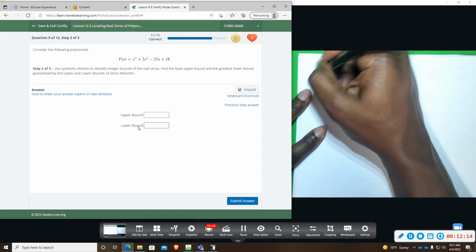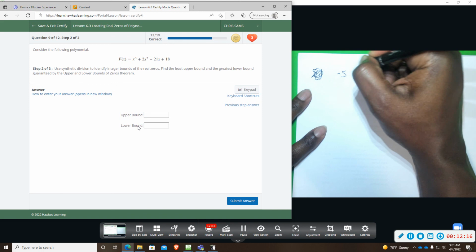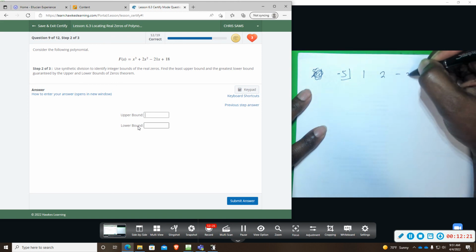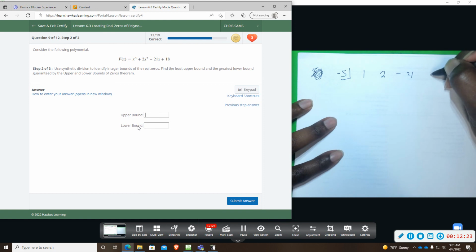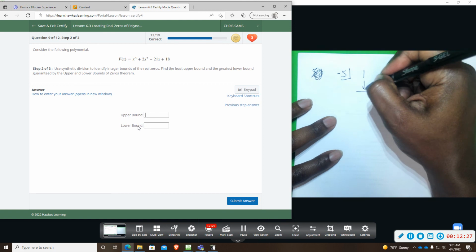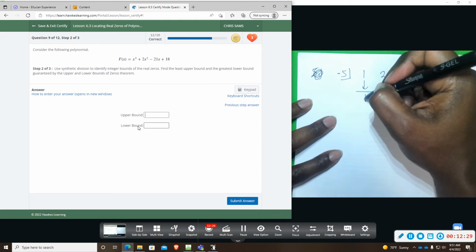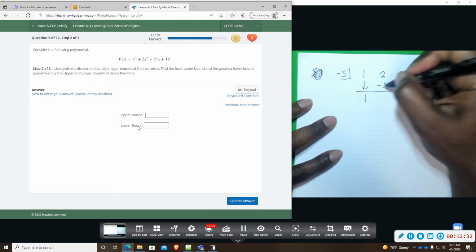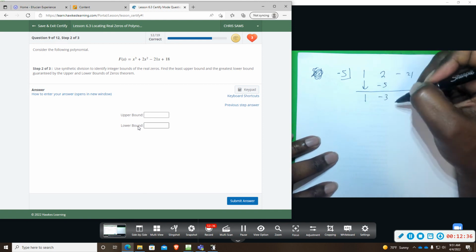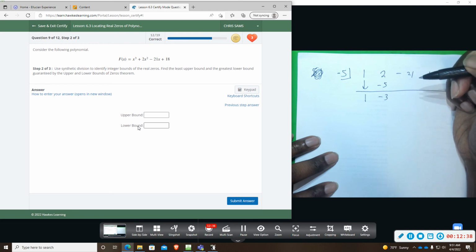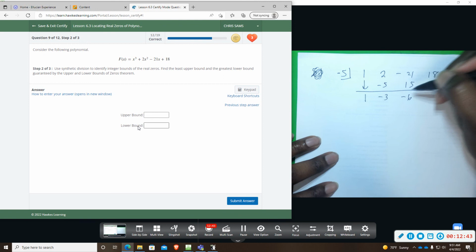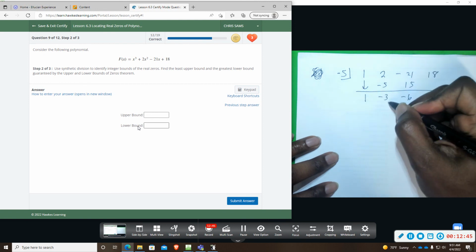Negative 5, that is. It's going to be my box number. 1, 2, negative 21, and 18. 1 times negative 5, combine those, and that will give us negative 3. Negative 5 and negative 3 will give you a positive 15, and that's going to come out negative. Okay, so this doesn't work because I got 2 negatives.